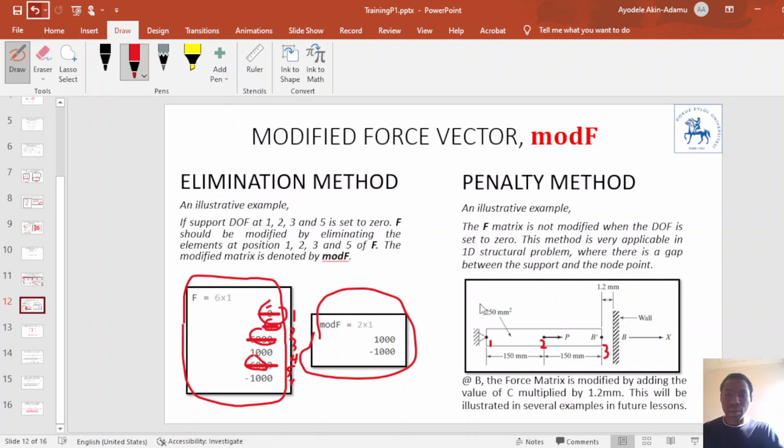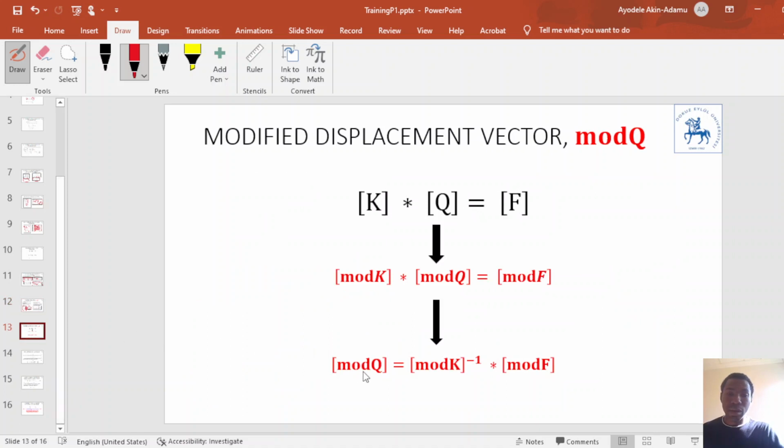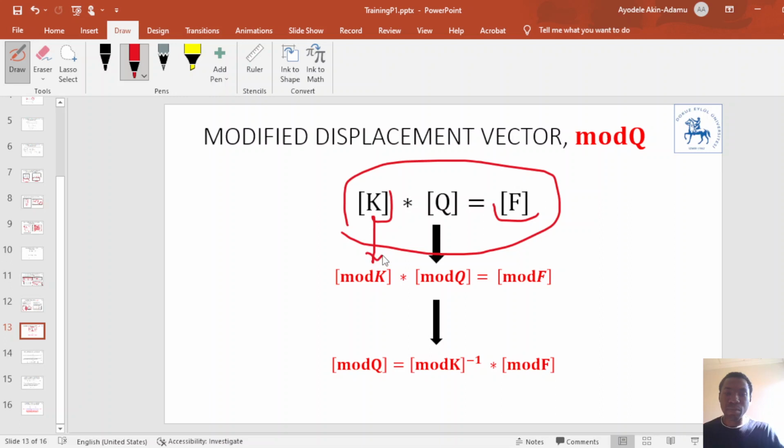Now that the false vector matrix has been modified and also the global stiffness matrix has been modified, we can now determine or calculate the modified displacement vector. This is the general formula K times Q equals F. However, because K cannot be inverted, we modify K and we modify F. So K changes to mod K, F changes to mod F.